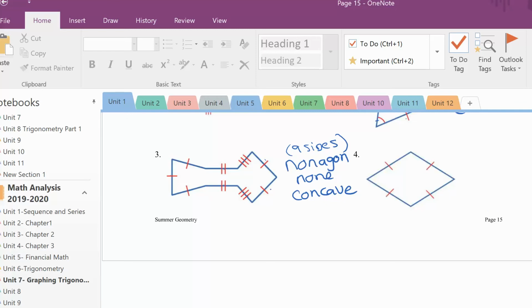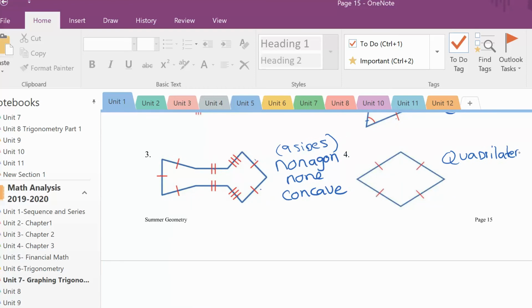All right, last but not least, this is a quadrilateral. Notice it is equilateral because all the sides are congruent, but we do not know if it's equiangular. And then notice this has sides that are pushed in. So therefore, this is an example also of a concave polygon.